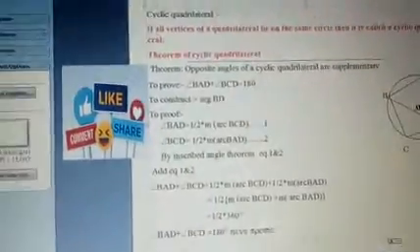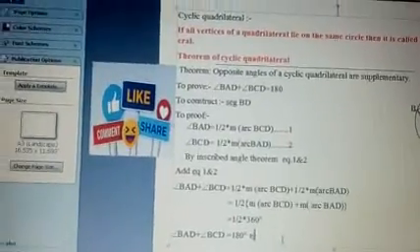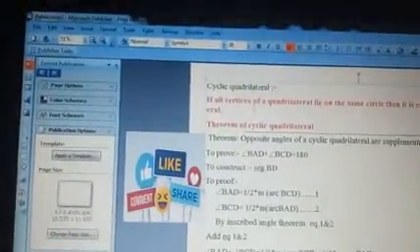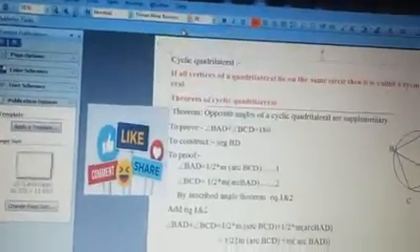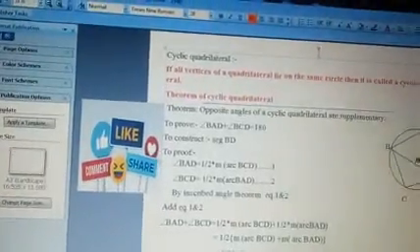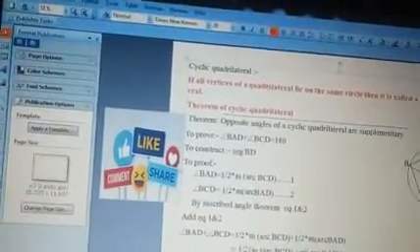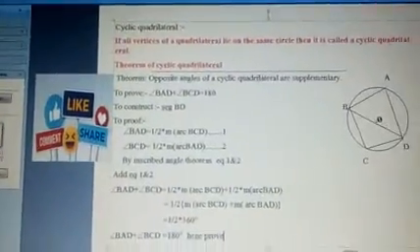I hope you understand this theorem, because we have proved it here. If you want its screenshot, you can take it.